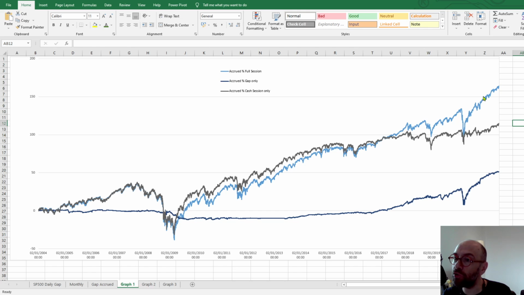And then we resume again the same behavior, and look at the difference between having the full session and the cash session only. So that's a very interesting conclusion to take, and how the market has a very different behavior from usual behavior, where the gap ups and gap downs are more or less balanced. And if you were to plot data before 2004, you find a similar conclusion.